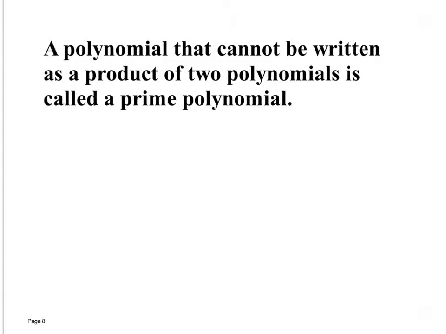A polynomial that cannot be written as a product of two polynomials is what we call a prime polynomial. So if you see something that doesn't factor whatsoever, we're going to call that a prime. Now you write prime. Everybody understand? Sometimes you just can't factor. There are ways of solving them, and you're going to learn about that soon. But if you can't factor it, then we call it prime.